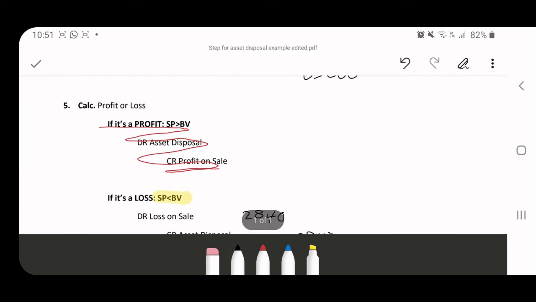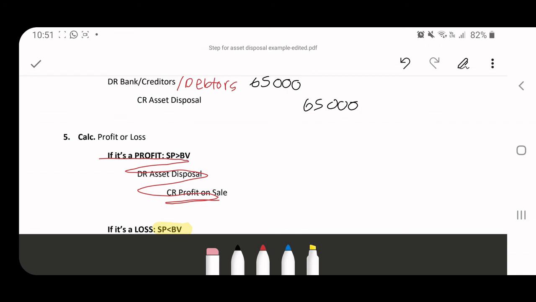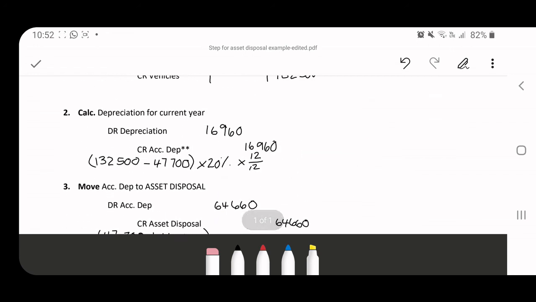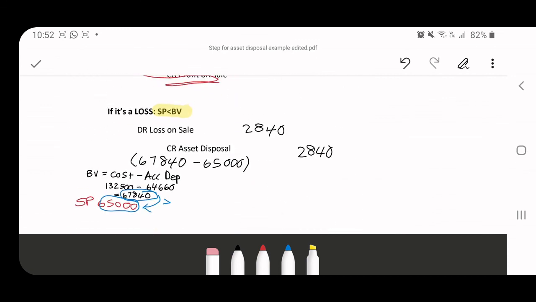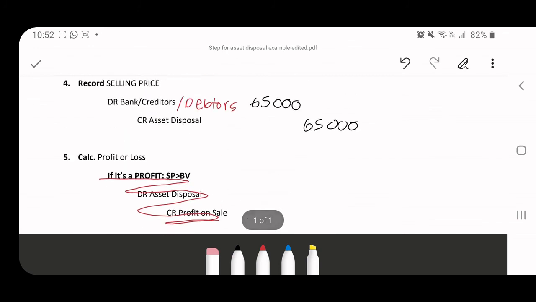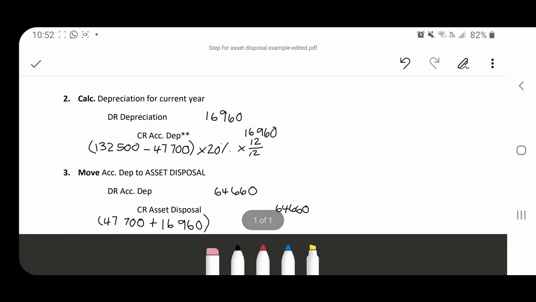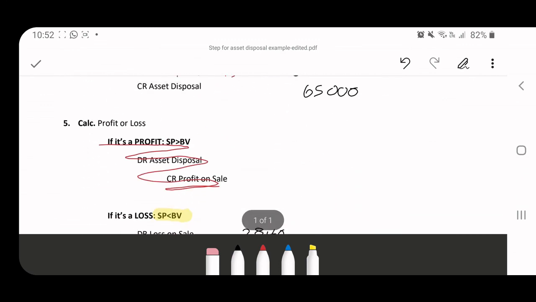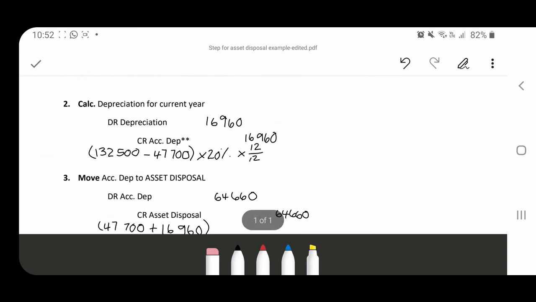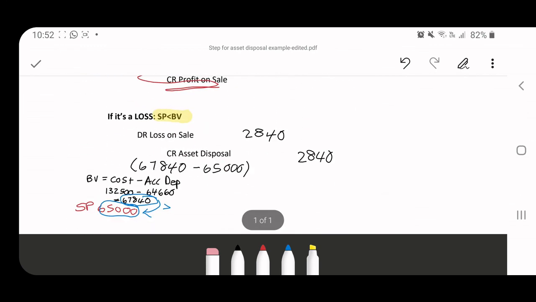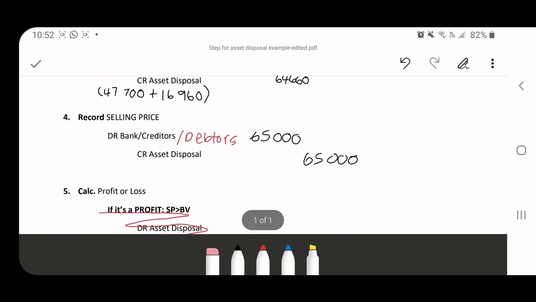That's as simple as it gets with asset disposal. This is as simple as it can get using the five steps. The five steps just help you plot asset disposal in the most logical way. That's the five steps for asset disposal. It helps you do asset disposal in a logical, methodical way, from moving the costs and the accumulated depreciation to calculating the profit or the loss. Hope this helped and made sense.